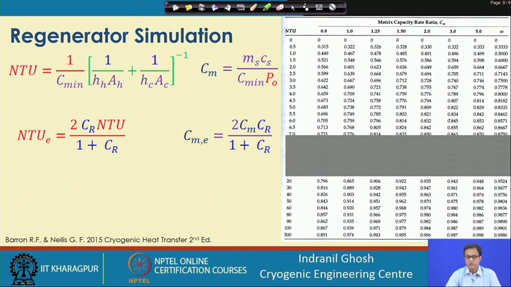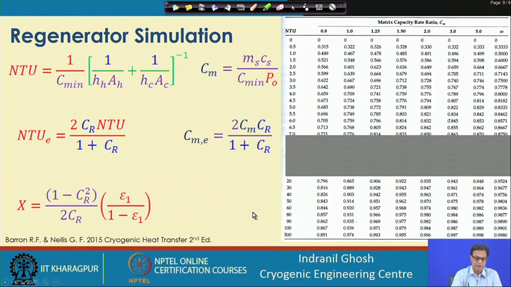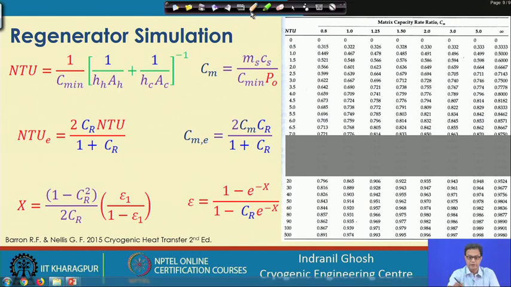So, we will try to find out the epsilon, and once we find that epsilon, we have to calculate a factor x, and depending on that x we will be able to find the correlation. We will be using this correlation to calculate the regenerator effectiveness. So, this is the procedure to be followed, and we will go one by one in this case.